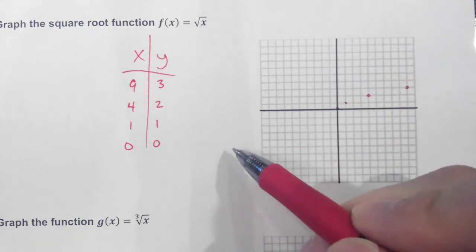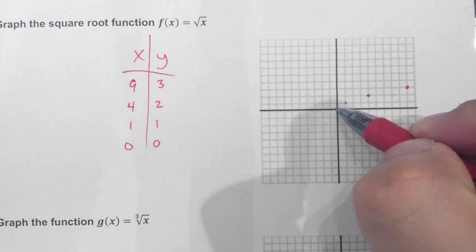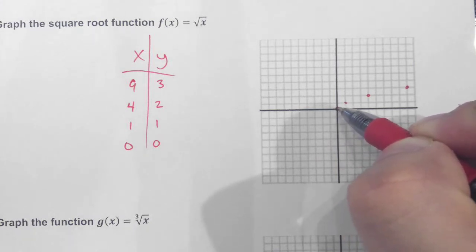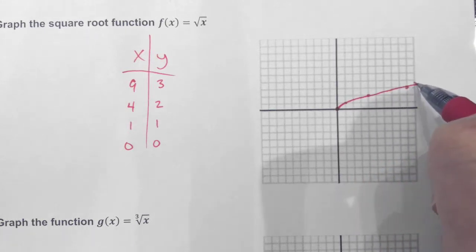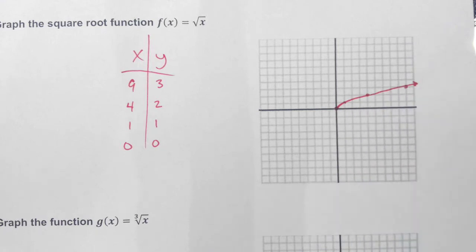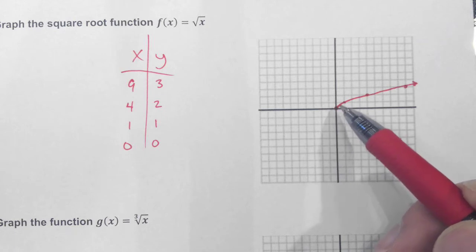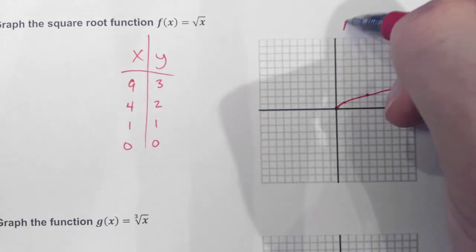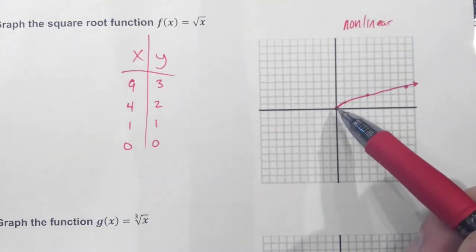I can't pick negatives, so this is actually kind of a ray. It starts here and stops here. It doesn't go any further. It goes like this. That's what a square root function looks like. So is it linear? No. Notice it's going to be really curvy right here at the end. So it's nonlinear. It's not a straight line. It's not even a line because it stops right there.